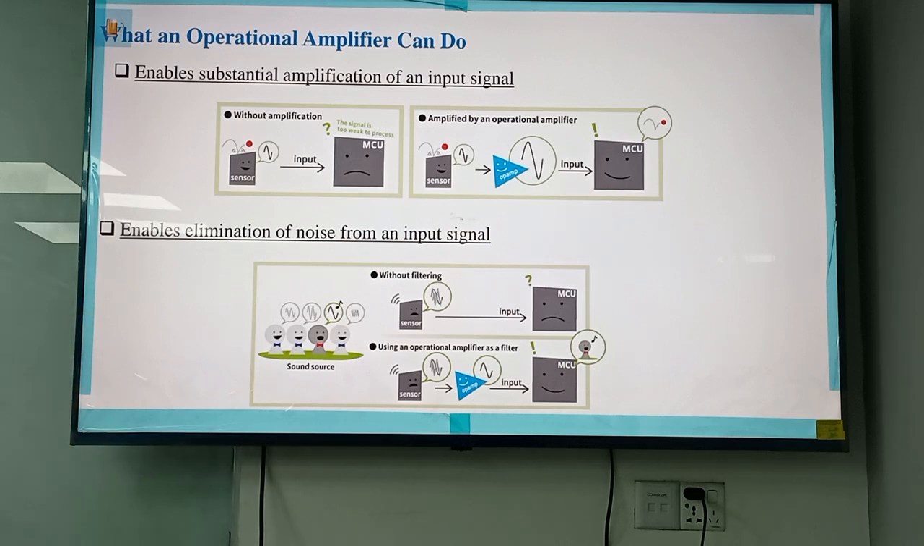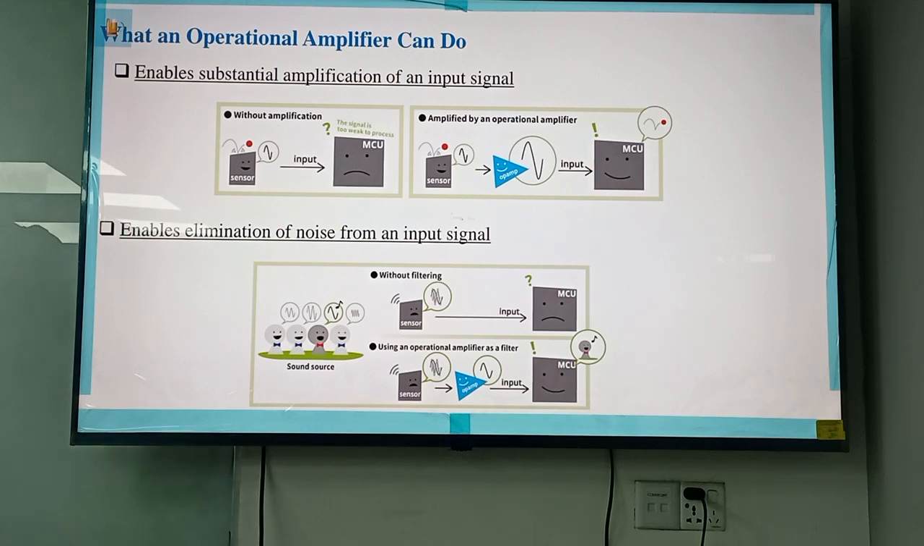And the second one is that it enables elimination of noise from an input signal. So, for example, when I am talking here, there is some noise surrounding me, right? The AC noise, or maybe people talking unnecessarily. So we have to filter that noise, otherwise the computational unit cannot process the signal. Therefore, the op-amp is also used as a filter.